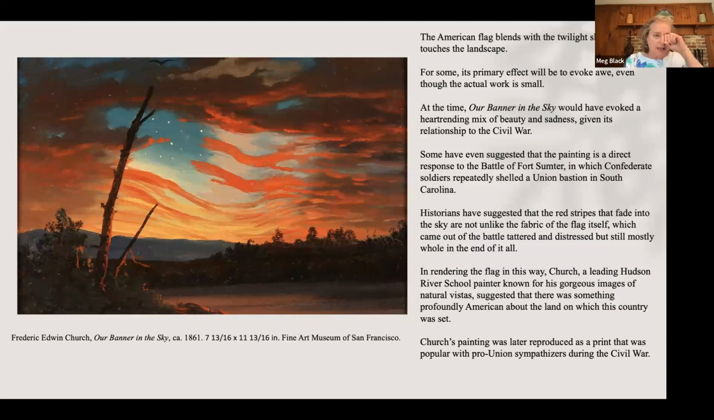So anyway, we have Frederick Edwin Church's Our Banner in the Sky. Again, look at the date, 1861. It is believed that this painting was done right after the firing on Fort Sumter in South Carolina. So it's not really a flag, right? But we can see how he's getting this flag imagery. We have the stars and the stripes here in the sky. At first glance it is quite lovely and patriotic.